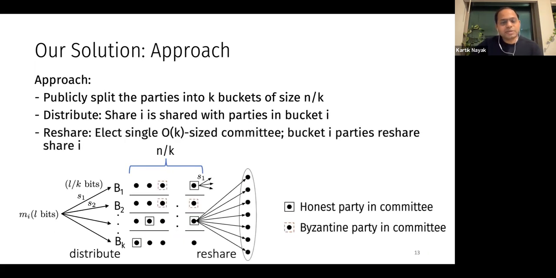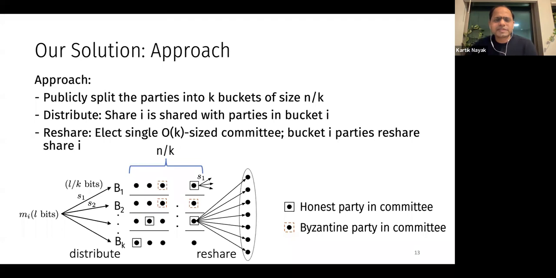In the reshare phase, note that we elect just one committee of size order kappa, and these committee members reshare the shares that they have received with everyone else. In particular, if I'm a party in bucket i, and I'm also in this order kappa sized committee, then I would engage in the reshare step for share Si. In the graphic, we're representing all of the committee members in squares, honest parties in black squares, and Byzantine parties in dotted red squares.